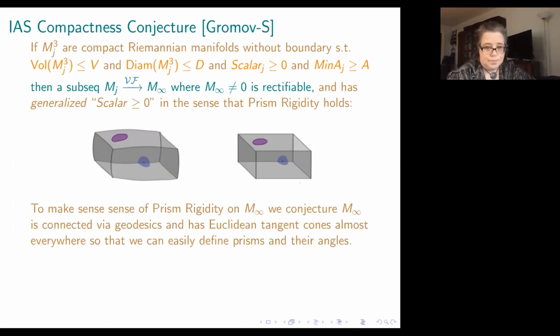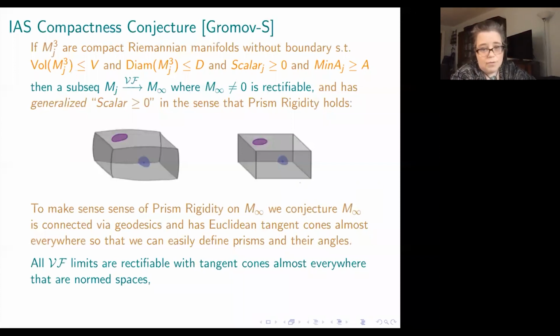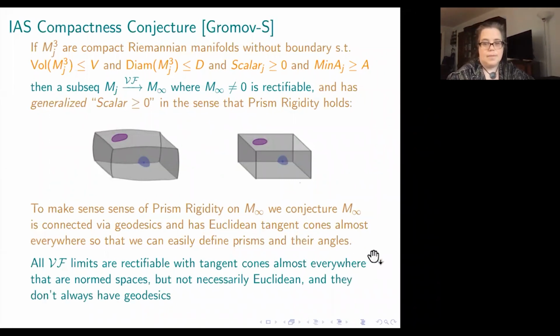All volume preserving intrinsic flat limits are rectifiable. So they have the bi-Lipschitz charts and they have tangent cones almost everywhere, but the tangent cones might be normed spaces. And if they're normed spaces, then we won't have a definition of angle unless it's a Euclidean norm. Okay, so that's why I was conjecturing that the limit space would actually be Euclidean. So we'll see. And they don't necessarily have geodesics in general. And sometimes they would be 0 spaces, like when it collapses or the filling volume converges to 0. So we have to avoid all of those possibilities.